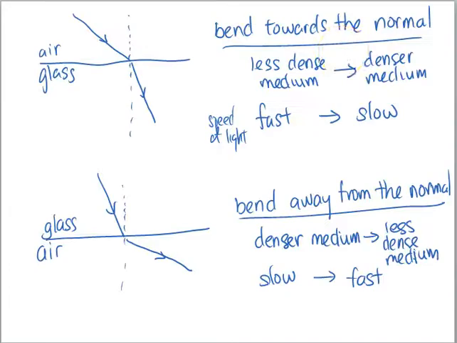Okay, now we have looked at when it bends towards the normal, less dense to denser. We also looked at how it becomes from denser to less dense. The key here is this. So how do scientists determine the density of the object? Or I should say the optical density of the object. What they use is this term called the refractive index.